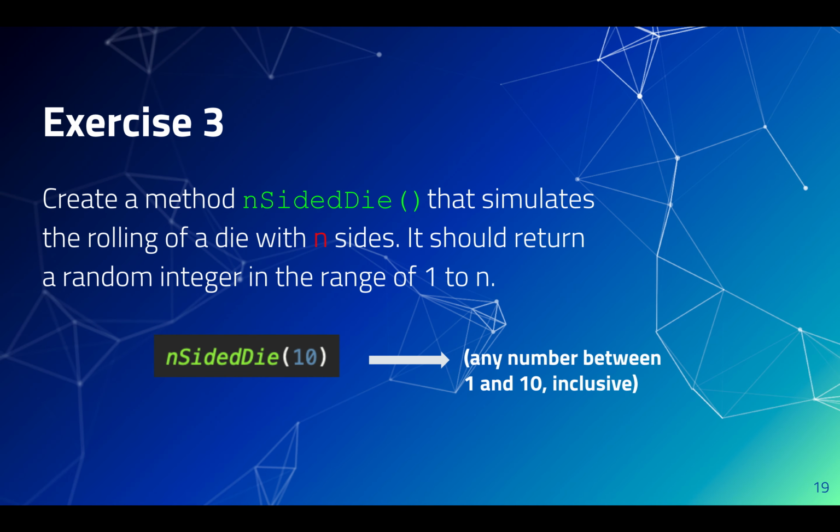And exercise 3 is create a method called n-sided die that simulates the rolling of a die with n sides. So it should return a random integer in the range of 1 to n, and since you're doing n-sided die, then you're going to need a parameter which would be n, and that'll be an integer.